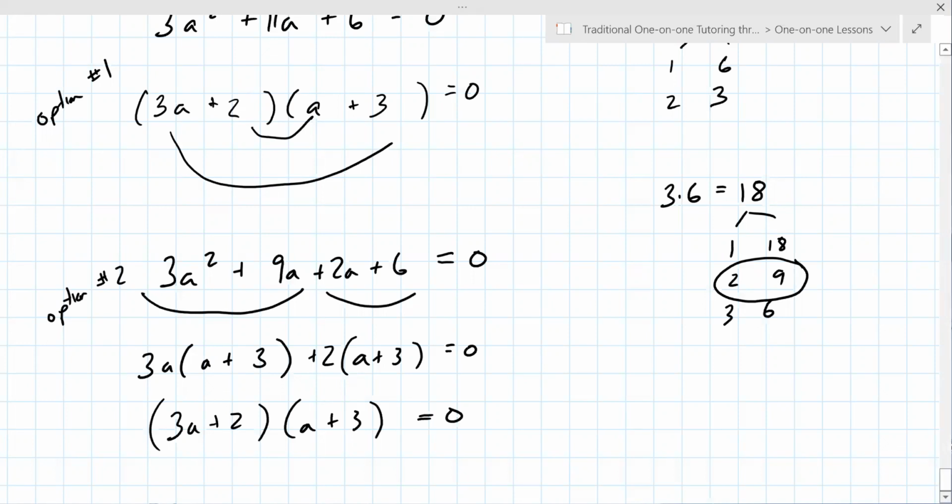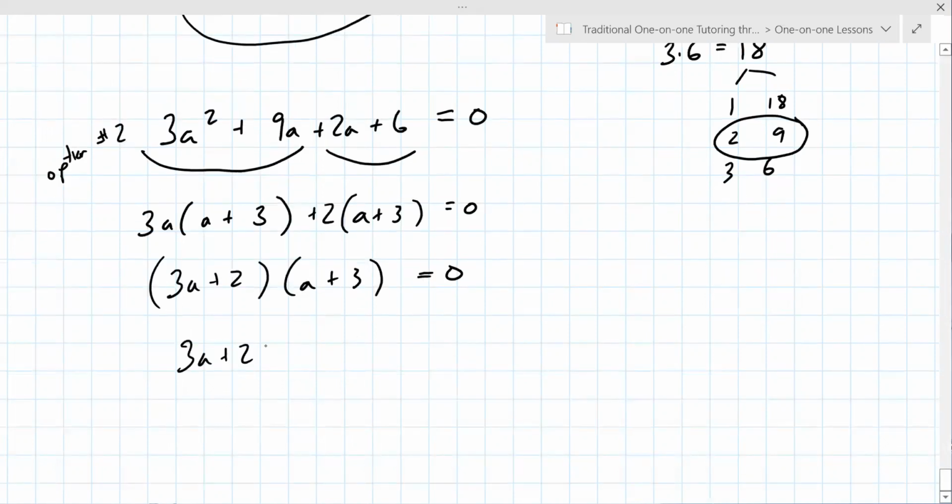I mean, now we're done. You set 3a plus 2 equal to 0, and a plus 3 equal to 0. And then you solve. a is minus 2/3. a is minus 3.